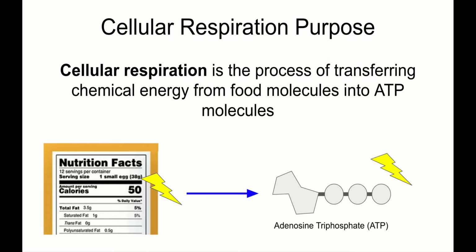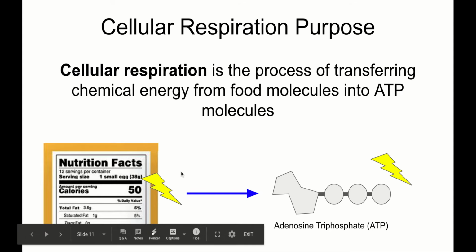So one more time before we talk about the process: the purpose of cellular respiration is the process of transferring chemical energy from food molecules into chemical energy in ATP molecules. Okay, so that's the whole purpose. We've got to transfer our energy from our food into our ATP. How do we do that? It's time to talk about the process. Let's start by writing down our cellular respiration overview, just like we did for photosynthesis.